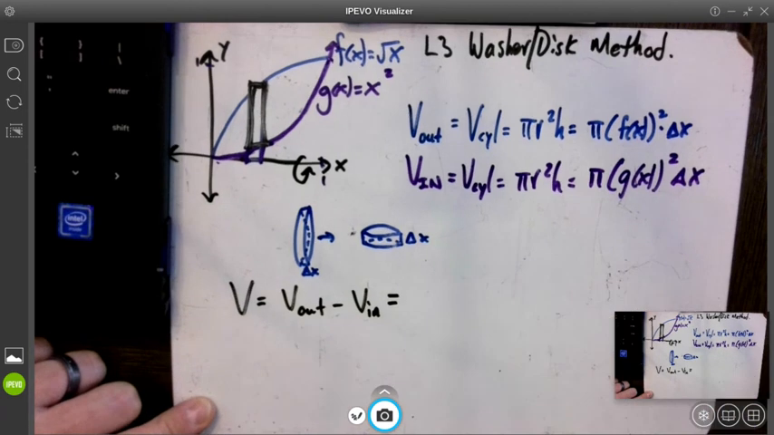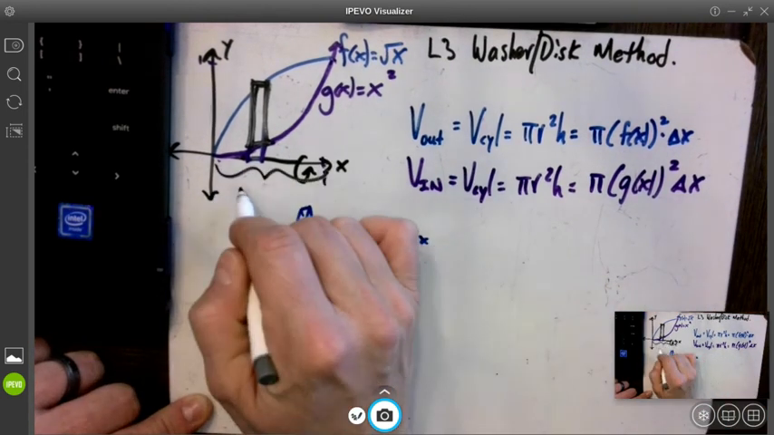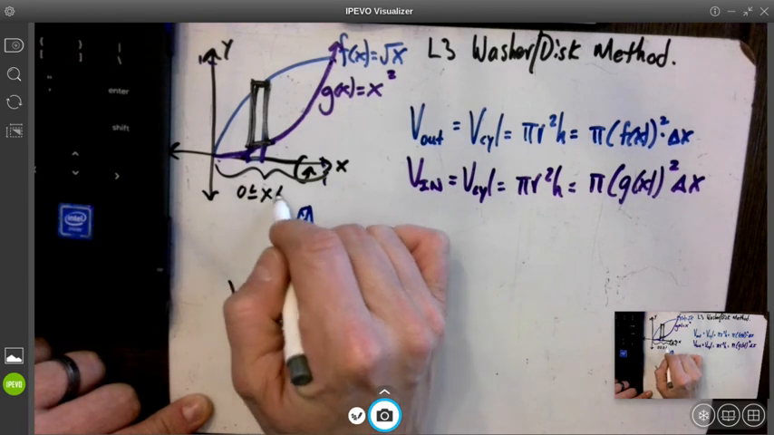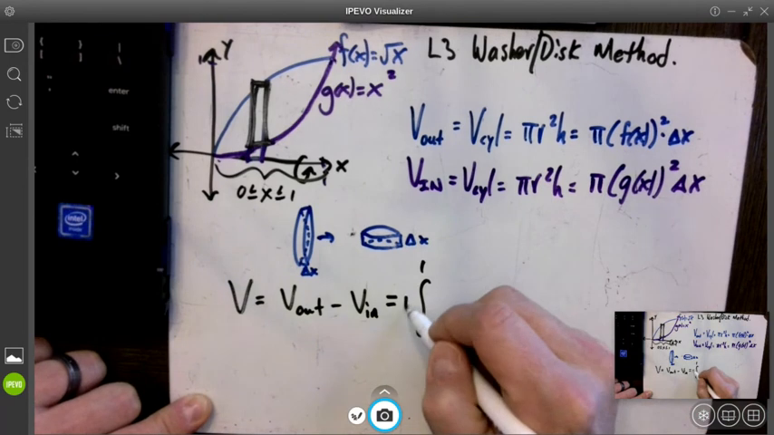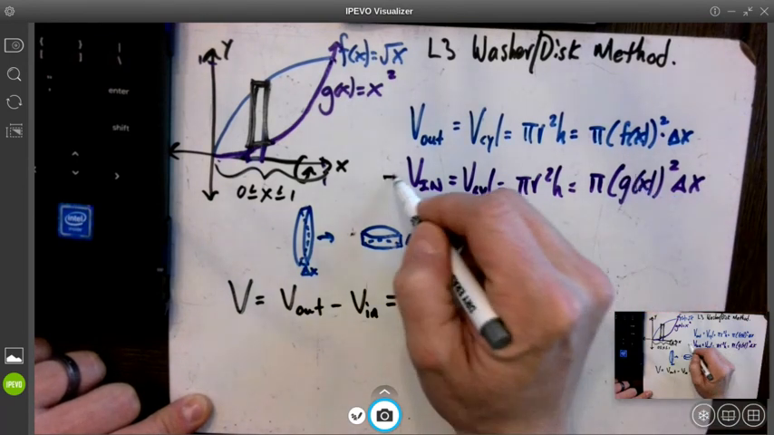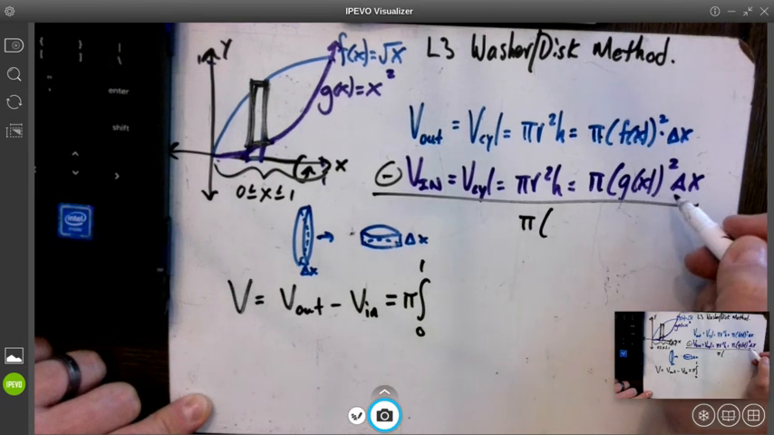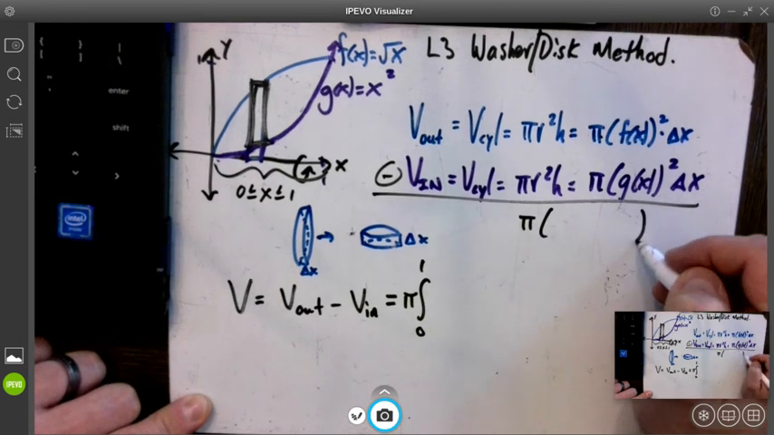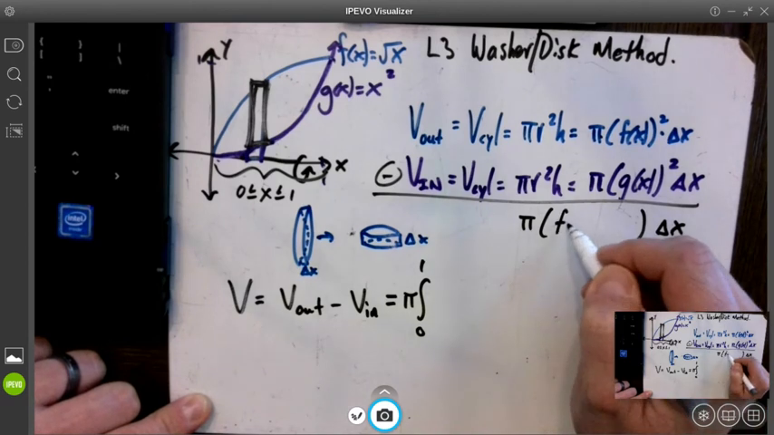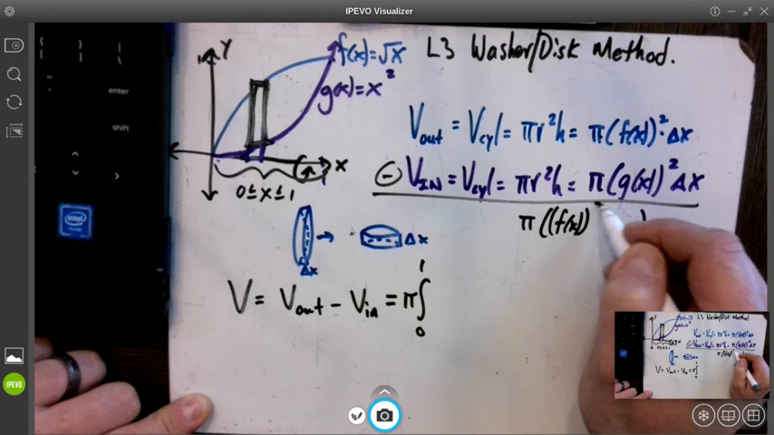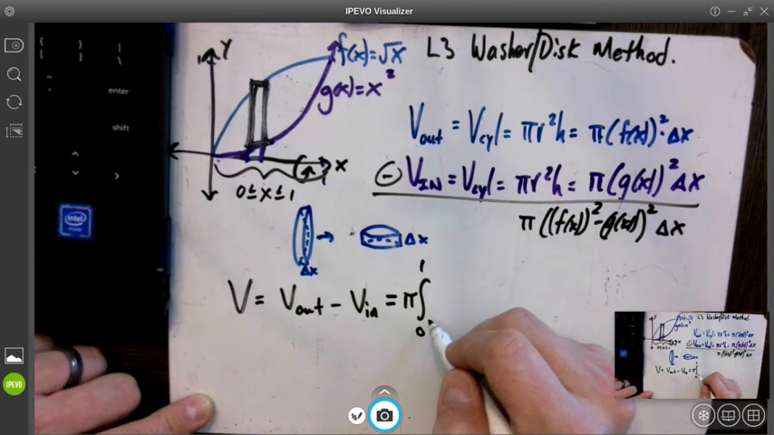And I think we got this down. I'm going with respect to x, and the x's live between 0 and 1. So those are the limits of my integration of pi. All right, so if I'm subtracting these, I can factor out the pi. And then I can also factor out the delta x. And what's going to be left over is going to be f of x squared minus g of x squared. So it's going to look like this.